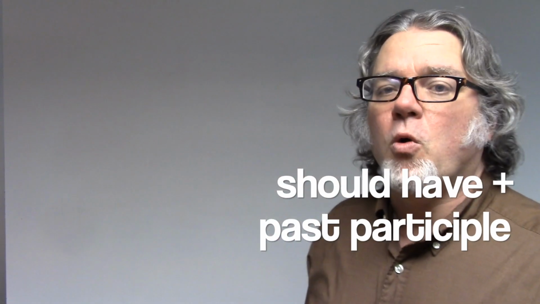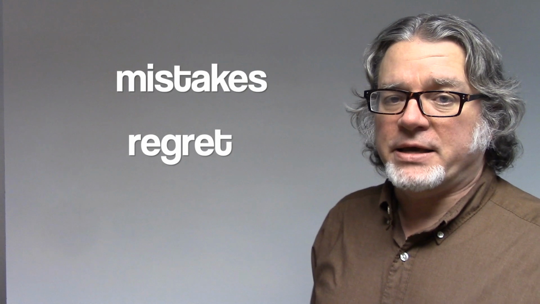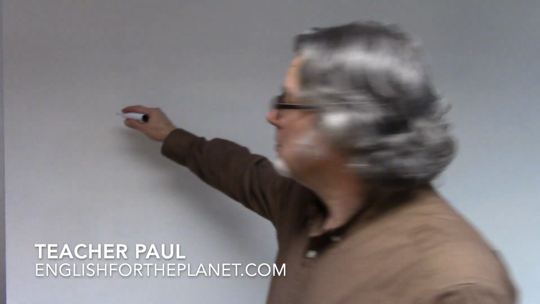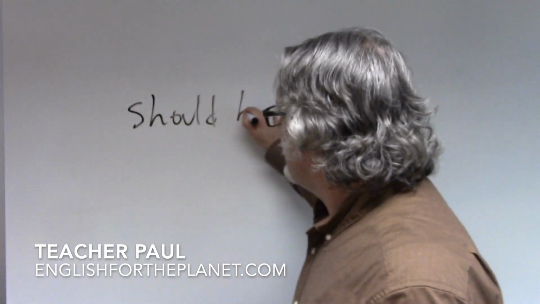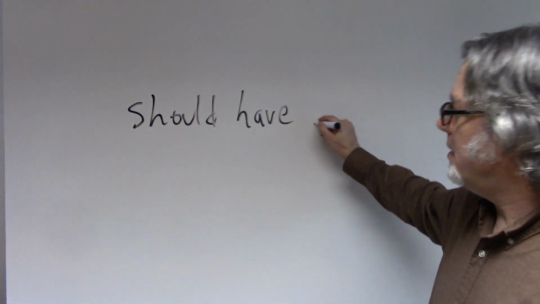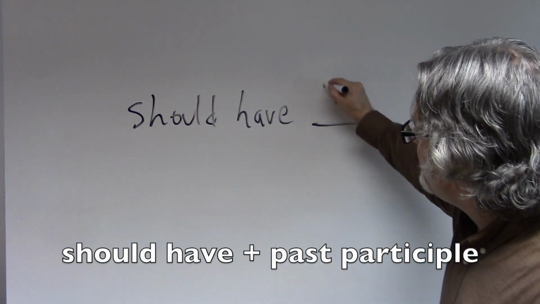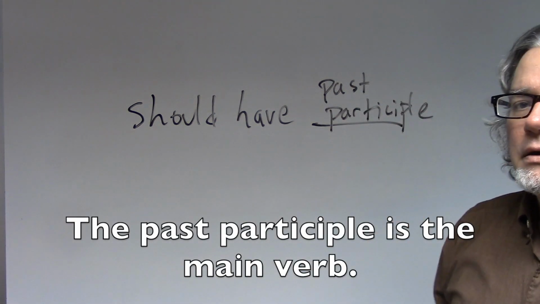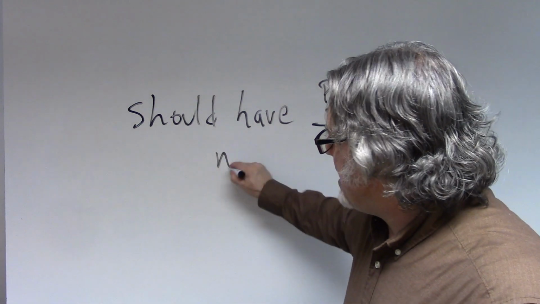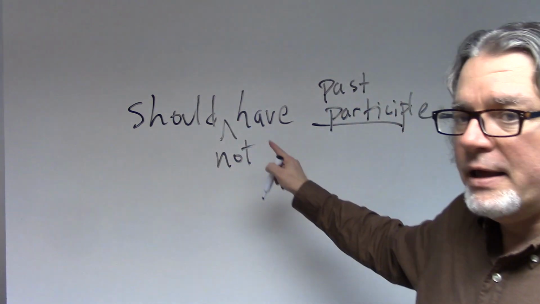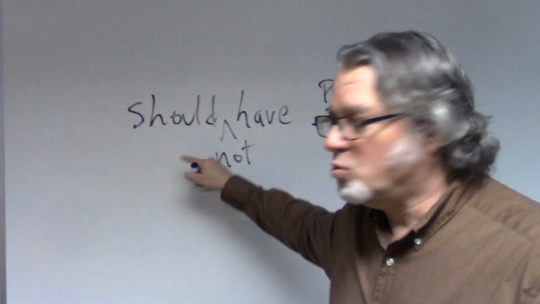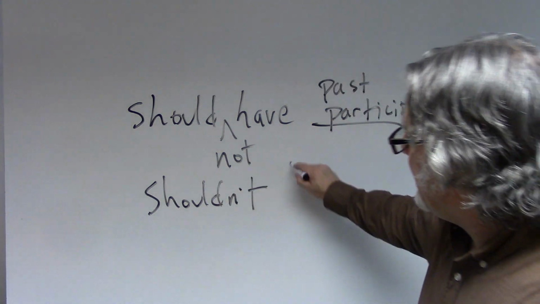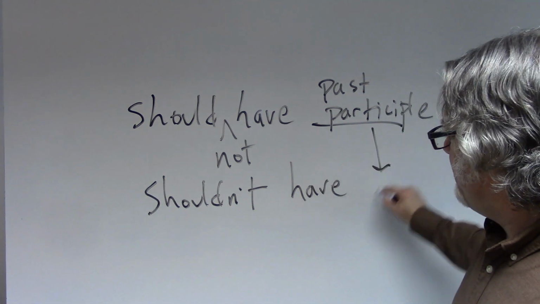Use should have or shouldn't have when talking about mistakes or talking about things that you regret. Should have, and then after this, use the past participle. If it's negative, then not goes after should, and you can also contract these two words and say shouldn't. Shouldn't have, and then the past participle.